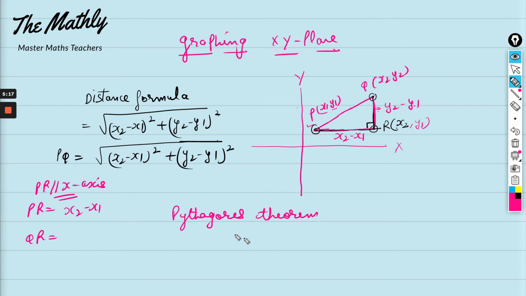Now, what is the Pythagoras theorem? If I try to apply the Pythagoras theorem in triangle PQR, or PRQ, whatever you want to think, I can say that PQ square will be equal to what? PR square plus QR square.